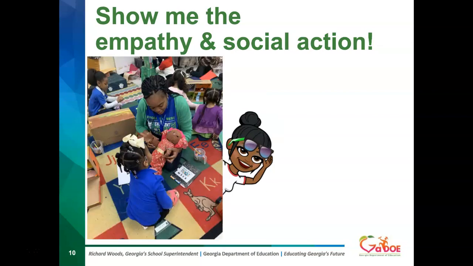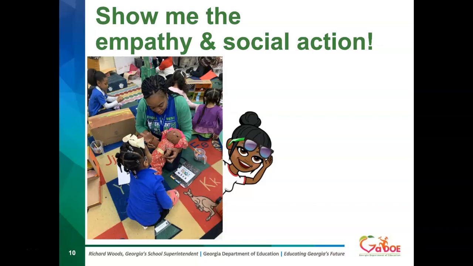Let's look at one more. Show me the empathy and social action. These are kindergarten students, and they found out that some children just don't get toys during the holidays, during Christmas time. And they read stories. Literacy was brought in about a little girl that just didn't get much for Christmas or nothing at all. And so they are building toys to bring joy.